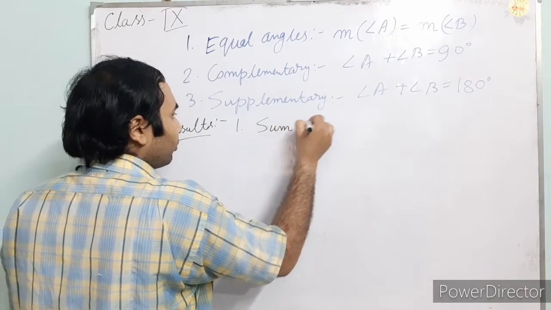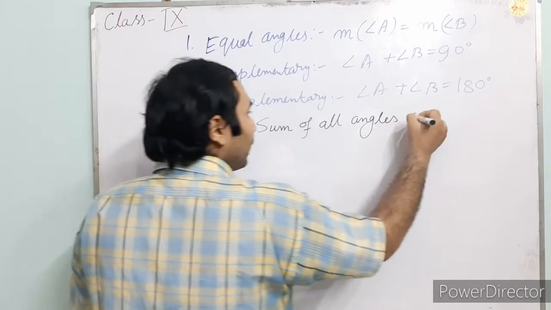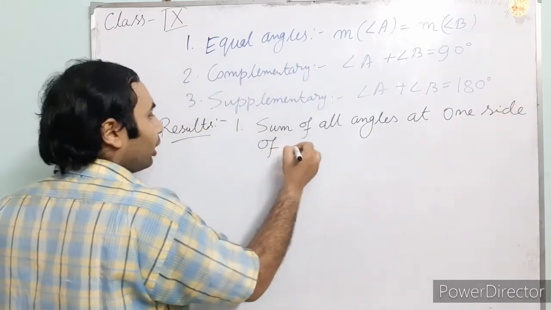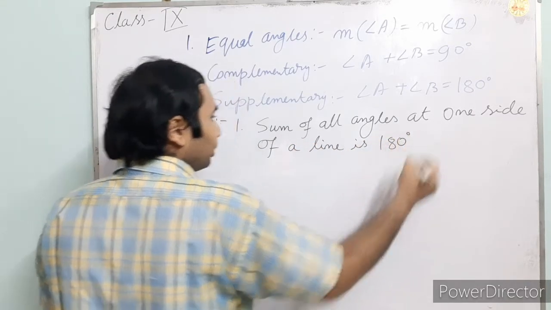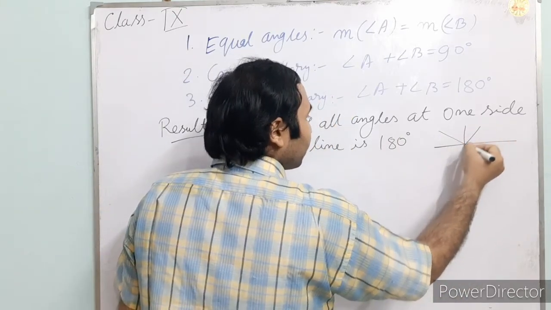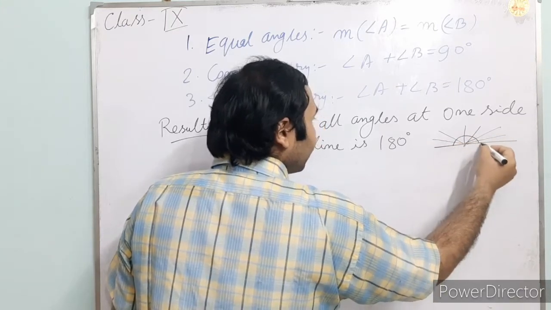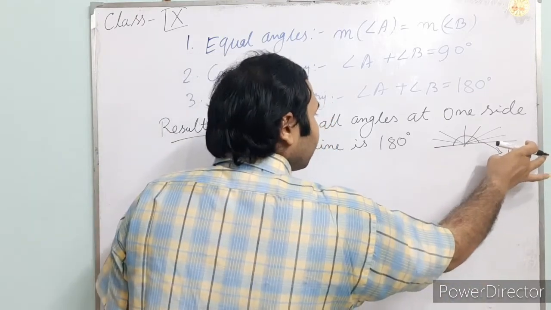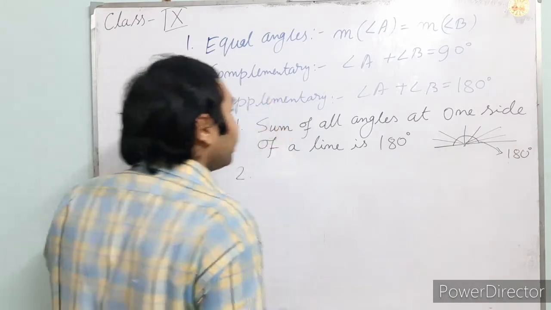Number 1, the sum of all angles at one side of a line is 180 degrees. That means if this is a line, if you take lots of angles here, then the sum of all these angles you are getting as 180 degrees.